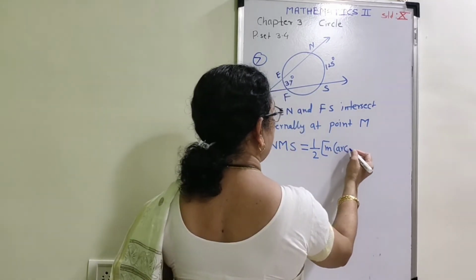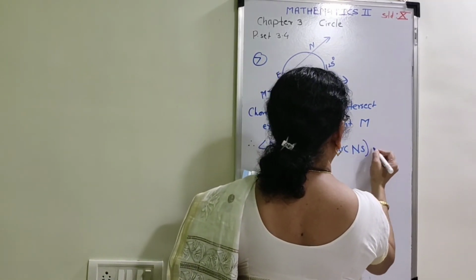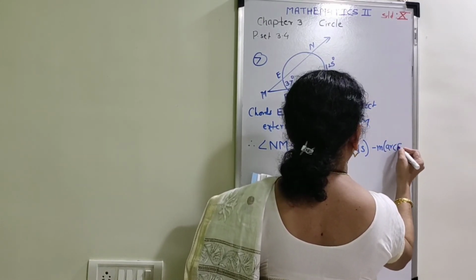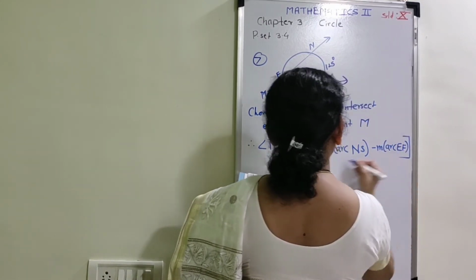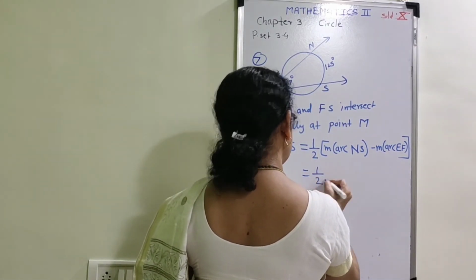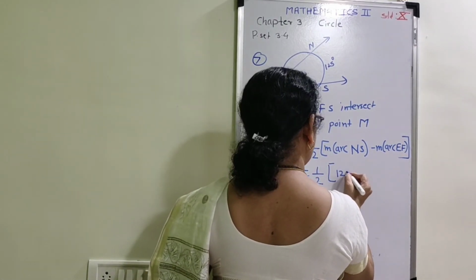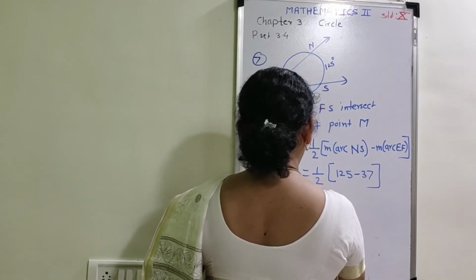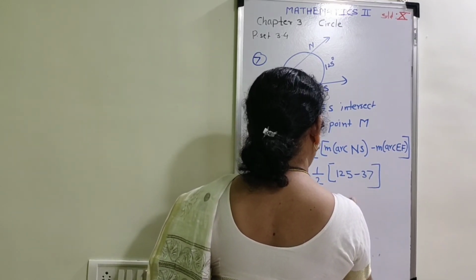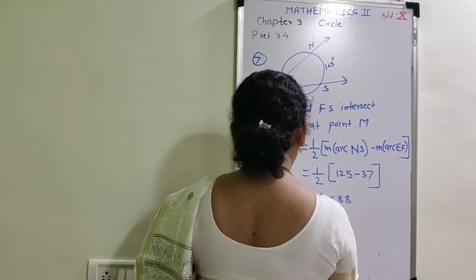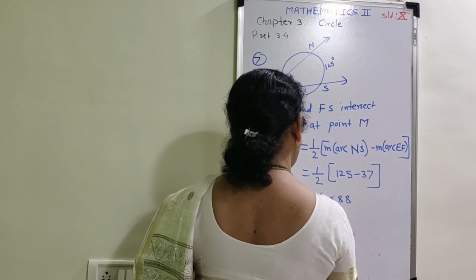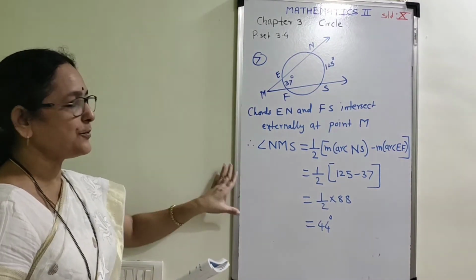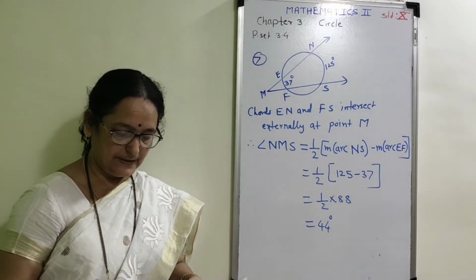Now which one is the greater? Arc NS minus measure arc EF. Take the subtraction of both the measures with us. This is 125 minus 37. The subtraction is equal to 88. Half of 88 is equal to 44 degree. Now here we have used the property which I have explained.